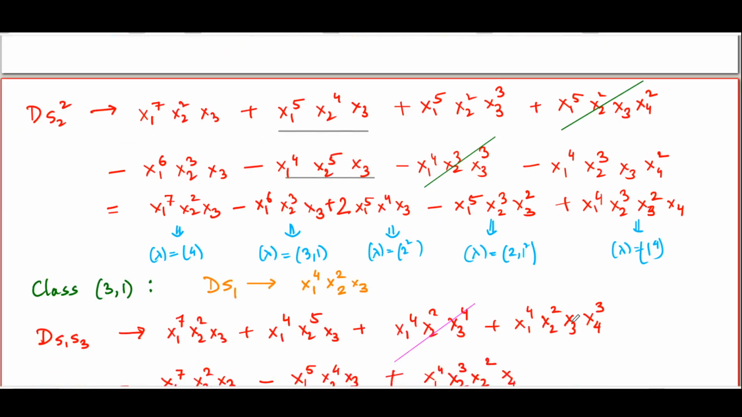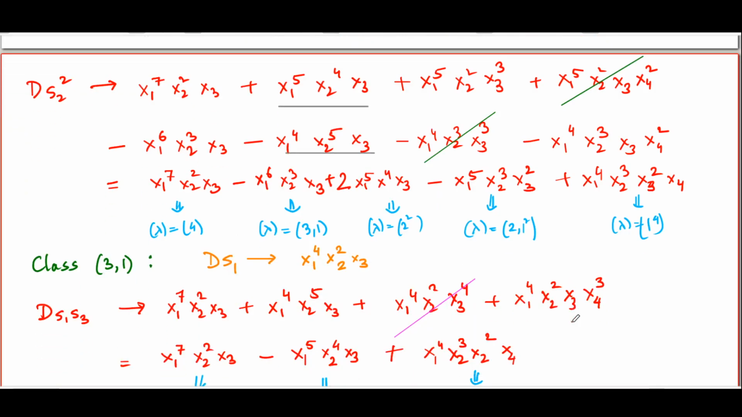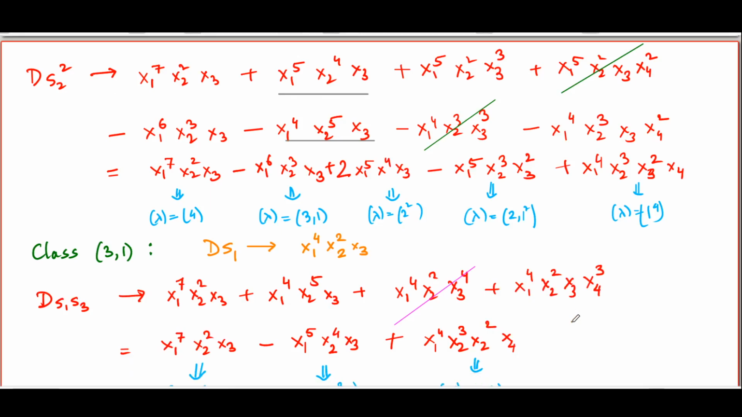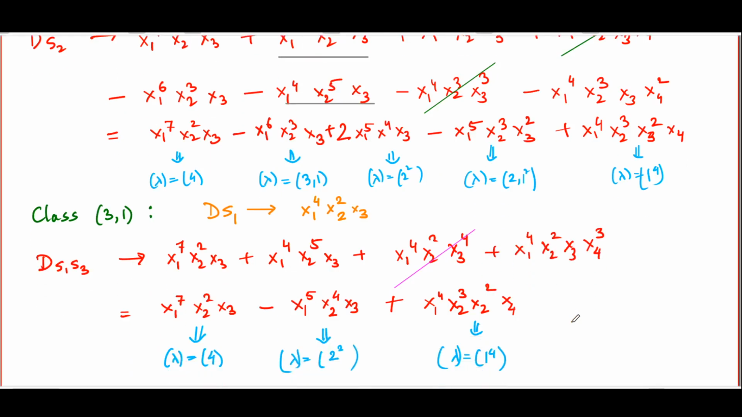So we are nearly done. Okay, we are 3/5 of the way done. Class 3-1. We start with d s1. Simple, the only term that you will get starting from x1 cube, x2 square, x3 is x1 to the 4, x2 square, x3. All the other terms, multiplication by x2 or x3 or x4, will give rise to equal powers and hence will drop out.